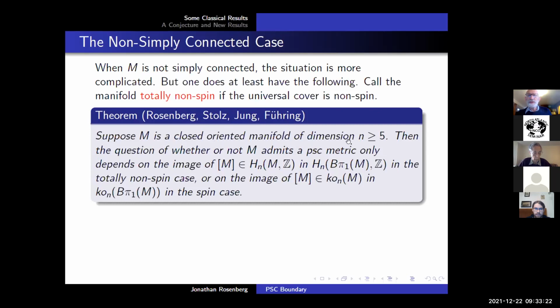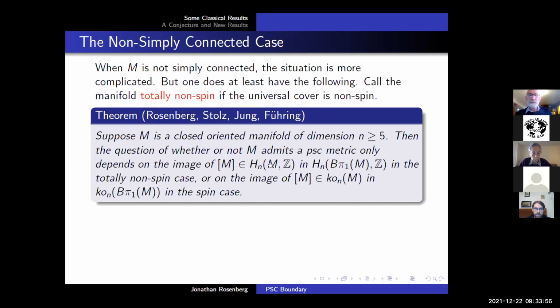Suppose you have a closed oriented manifold M of dimension greater than or equal to 5. Then the question of whether or not M admits a PSC metric only depends on the image of the fundamental class in an appropriate homology theory. In the totally non-spin case, the correct homology theory to take is just ordinary homology. So you just take the ordinary fundamental class of M, a homology class in dimension n.